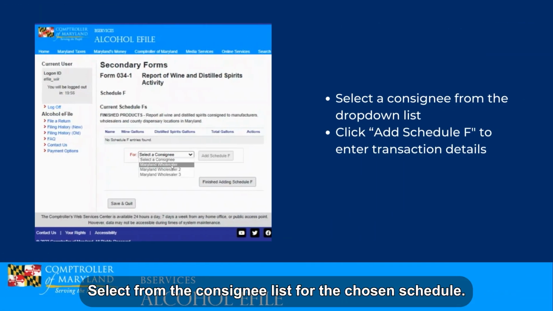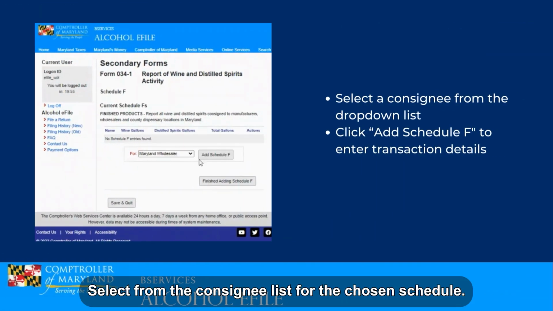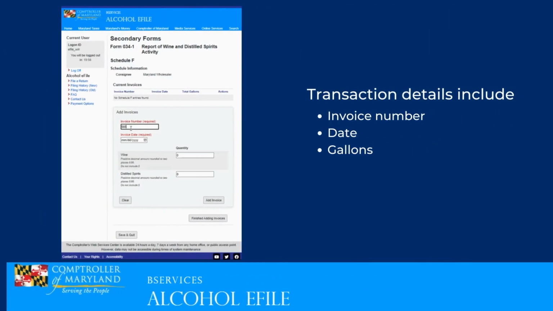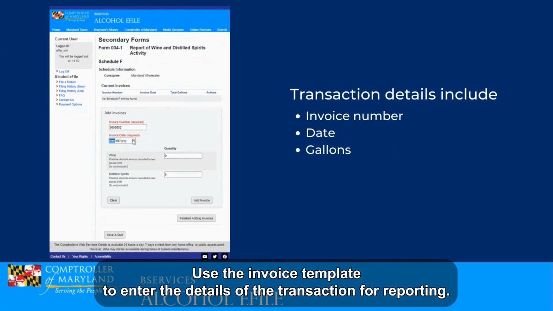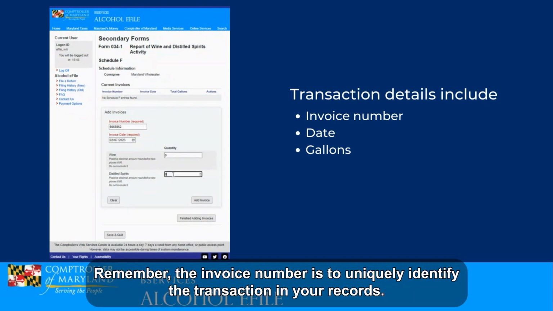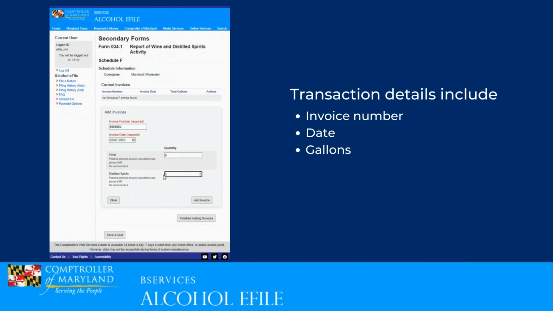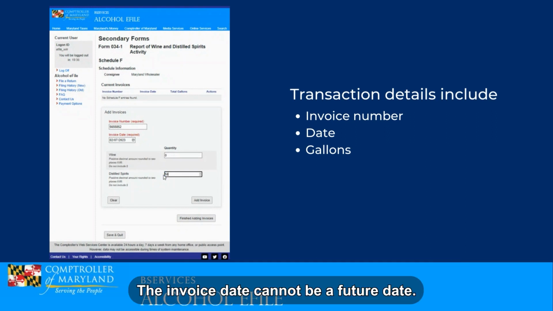Select from the consignee list for the chosen schedule. Use the invoice template to enter the details of the transaction for reporting. Remember, the invoice number is to uniquely identify the transaction in your records. The invoice date cannot be a future date.